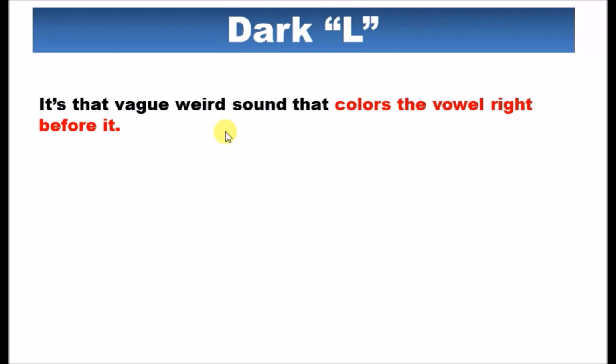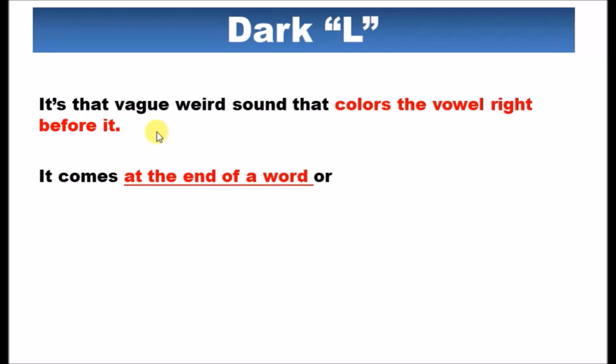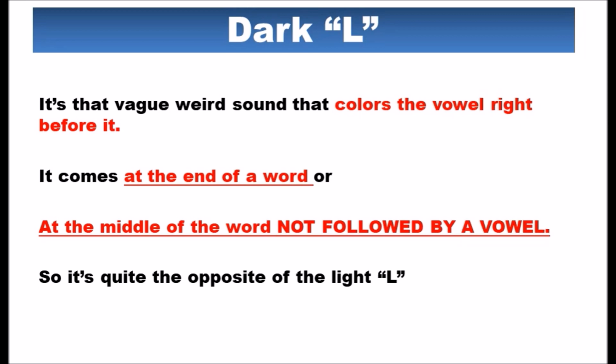So that's the first difference, guys, between the dark L and light L. The dark L colors the vowel right before it. So this means that the dark L is not followed by a vowel. The vowel comes actually before it. It comes at the end of a word. So we said the light L comes at the beginning of a word. But the dark L comes at the end of a word or in the middle of the word, not followed by a vowel. So it's quite the opposite of the light L.